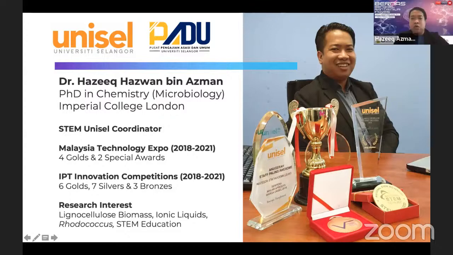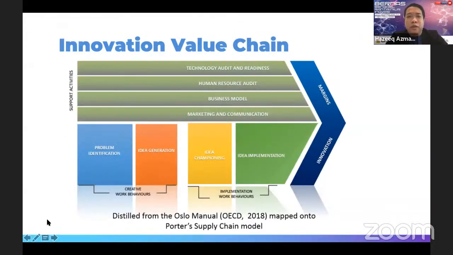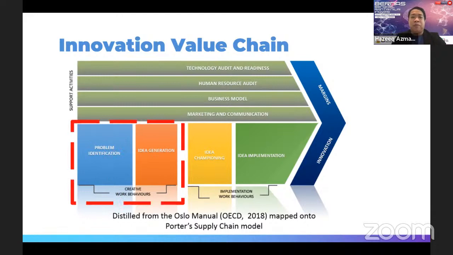So let's go ahead to the topic today. I'm sure if you have participated in the first session, you have seen this figure, and I hope you are familiar with it by now. This is the innovation value chain, distilled from the Oslo Manual. What I'll be covering is the first two: the problem identification, as well as the idea generation.